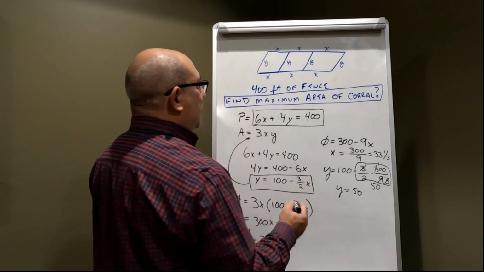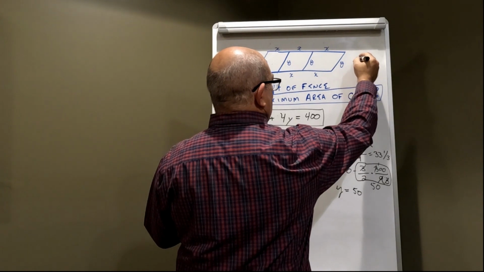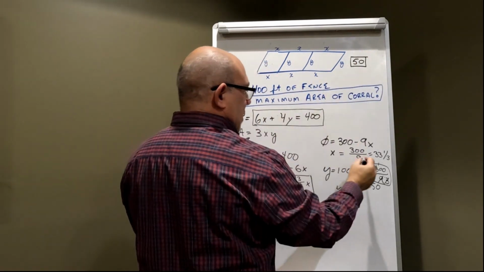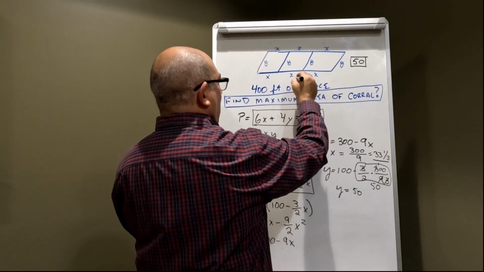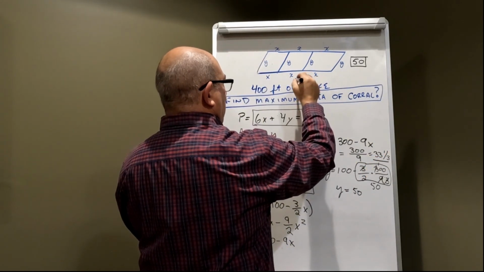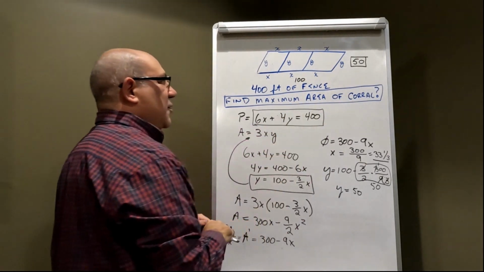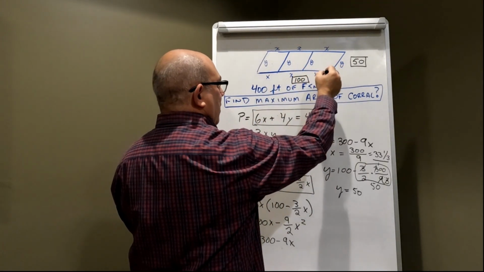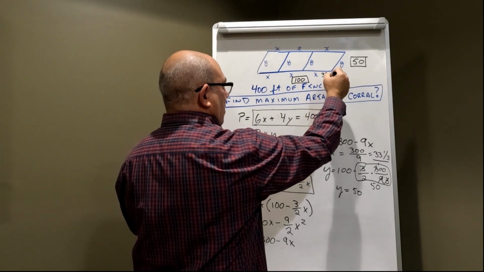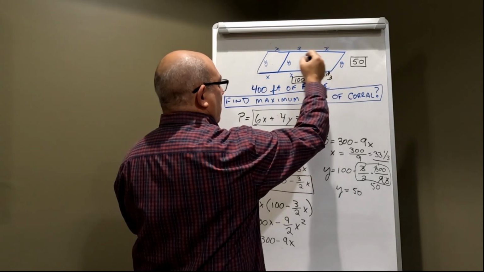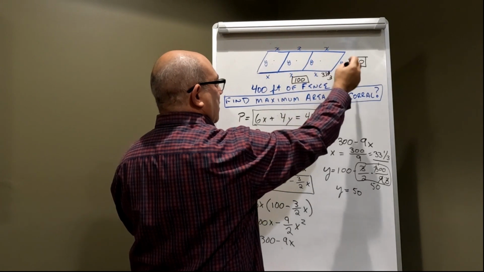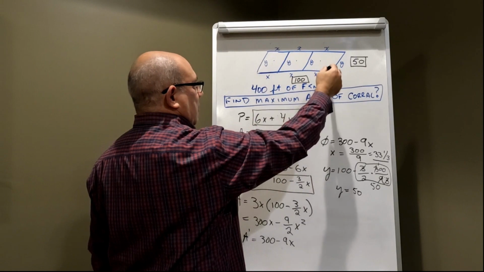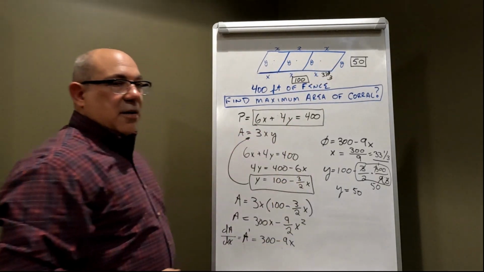So the dimensions of the field will be 50 here, and then 3 times 33 and 1/3, which is 100 here. So the field will be 100 by 50, 100 feet wide. Each one of these will be 33 1/3. So you get 3 corrals of equal size, 50 on this side, and each one of them is 33 1/3, and the whole thing is 100.